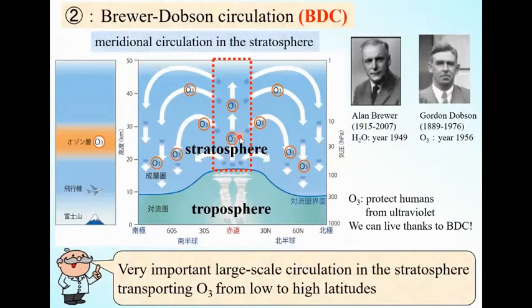This circulation was found by Alan Brewer and Gordon Dobson. So this is called the Brewer-Dobson circulation. As you know, the ozone is generated in the tropical stratosphere here. Then the Brewer-Dobson circulation transports ozone to the higher latitudes. That is why we can live here. So if the Brewer-Dobson circulation, which is called BDC afterward, stopped suddenly, we could not live in Japan. So this is a very important circulation.